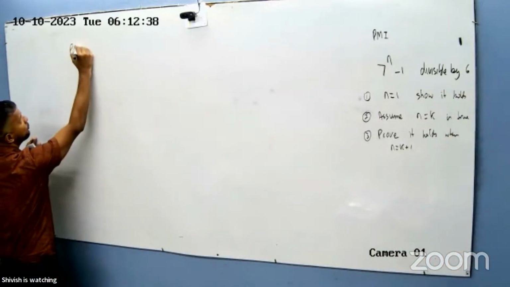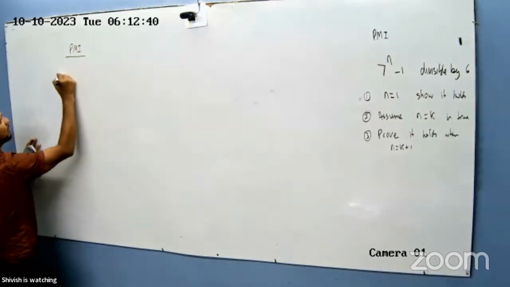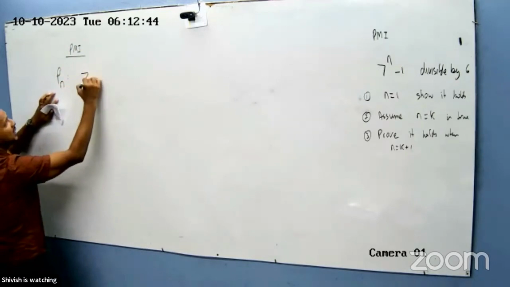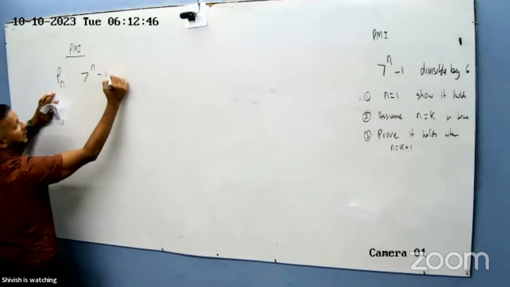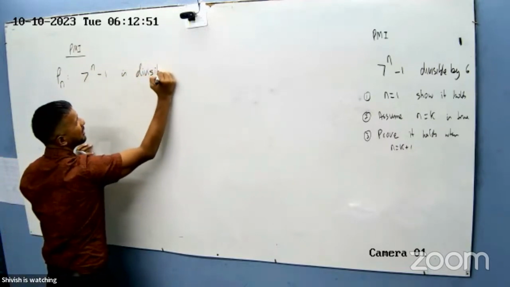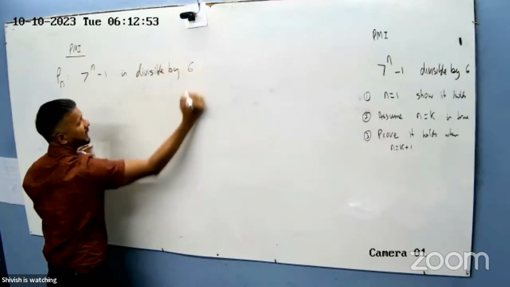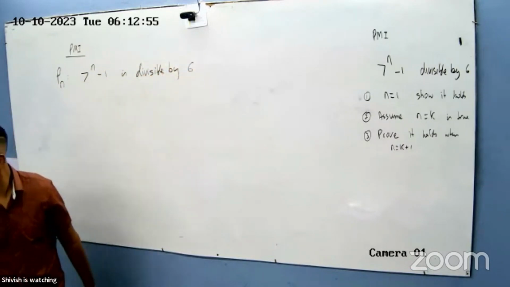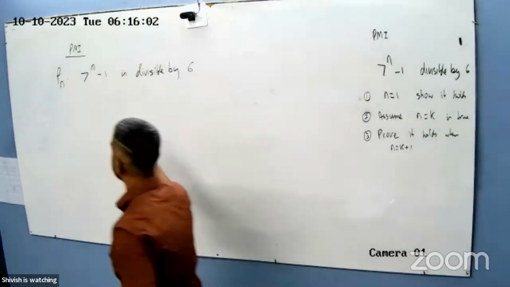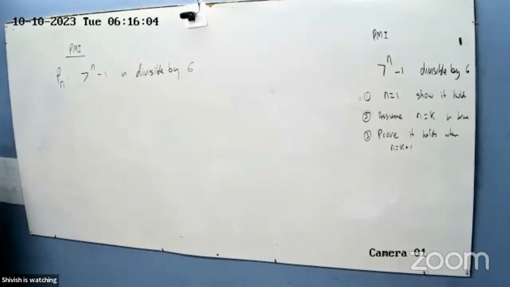So I'm going to do proof by mathematical induction. And I have a statement. The statement or proposition is 7^n minus 1 is divisible by 6. Everyone ready? Right, good. Let's take a look at this here. Right? How do we do that?